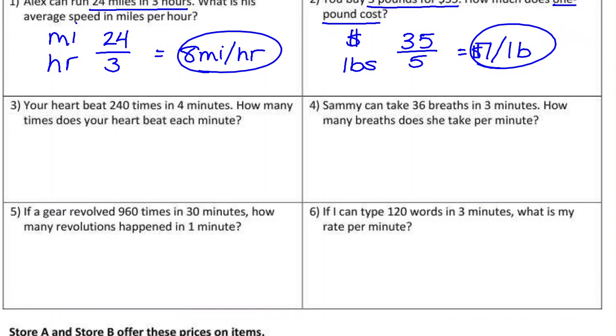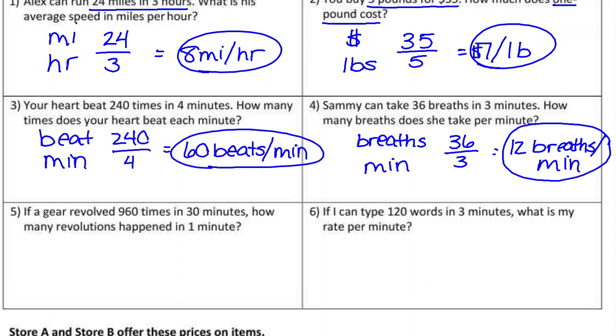You can solve them however you like. Unpause when you're ready to see your answers. And again, I just used division. It wanted heartbeats each minute, so I took the beats divided by the minutes. And the same for this one. I took the breaths she takes per minute. So I took breaths divided by minutes, and I got 12 breaths per minute.